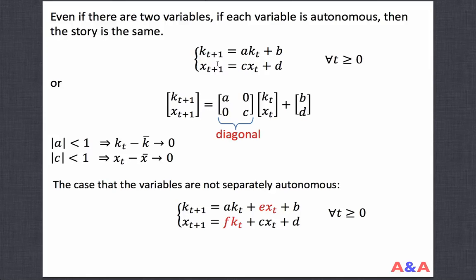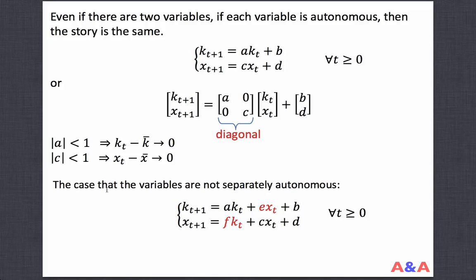To put it in a different way, if you express this system of difference equations in a matrix form, then the coefficient matrix will be a diagonal matrix, so that the off-diagonal elements are 0. In this case, the story is the same, right? Because we can analyze k and x separately. If a is smaller than 1, then k will converge to the stationary point k bar. If c is smaller than 1, then x will converge to the stationary point x bar.